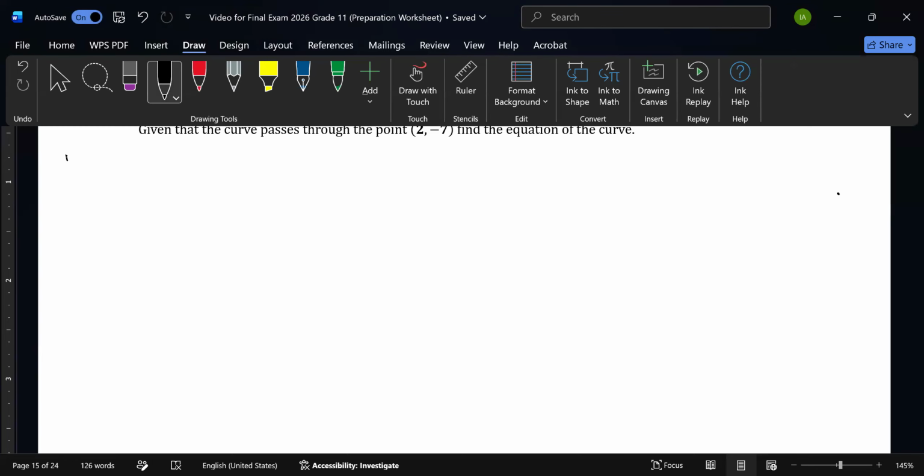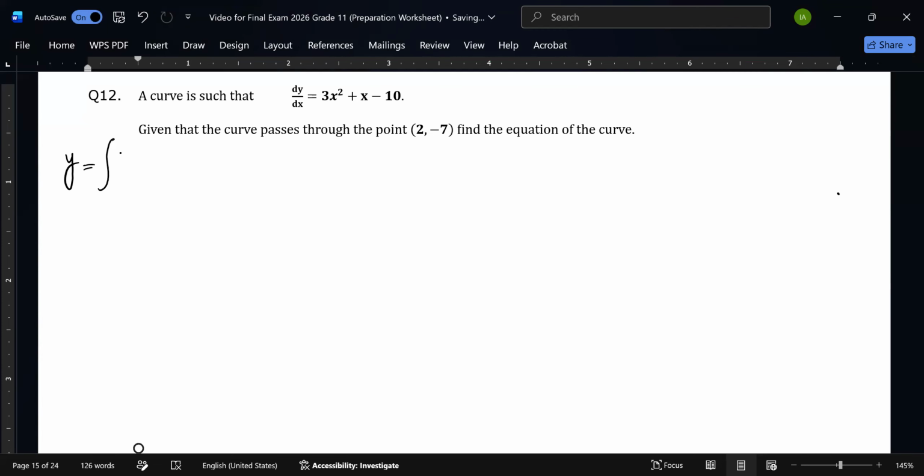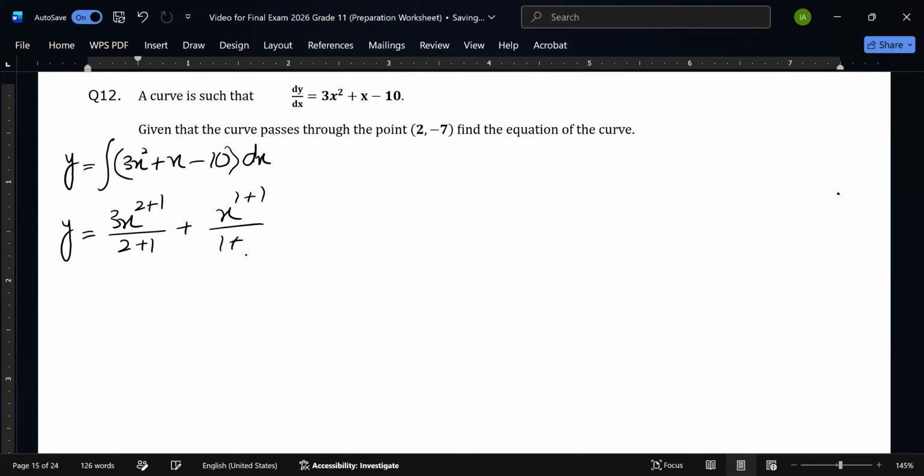We have to integrate the gradient so that we can have the equation of the curve. Rules are simple. We add 1 in the power and we divide by the same power. Here the power is 1, so we add 1 in the power and this is 1 plus 1. In this 10, we have x with power 0. But we will add 1 in the power and divide by the same power. And don't forget to add the constant c.